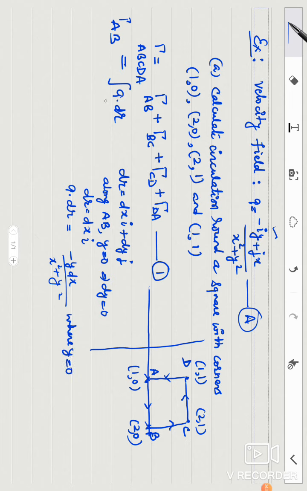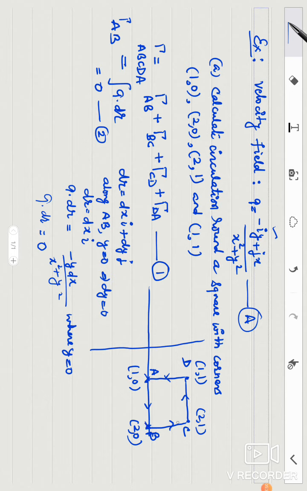If I put it here, I am getting an integration with respect to x only, because x is variable and y is constant. Putting y is 0, q dot dr is 0 in this case. So I get nothing for gamma AB.